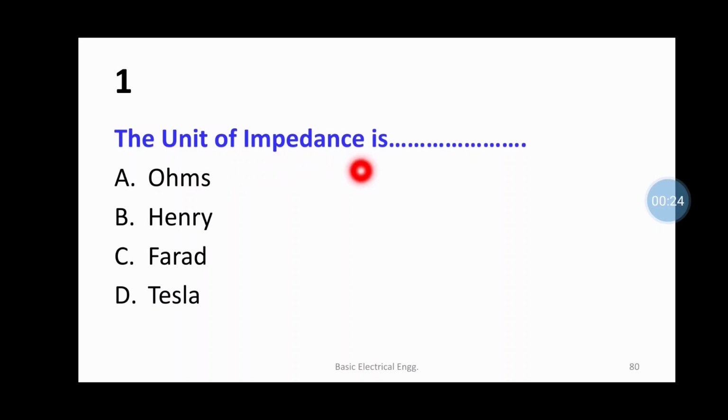As you all know, the passive elements such as resistor, capacitor and inductor offer a net impedance or net resistance in an AC circuit, that is known as impedance, denoted by the capital letter Z. The unit of impedance will be ohms. You can go ahead with option A.